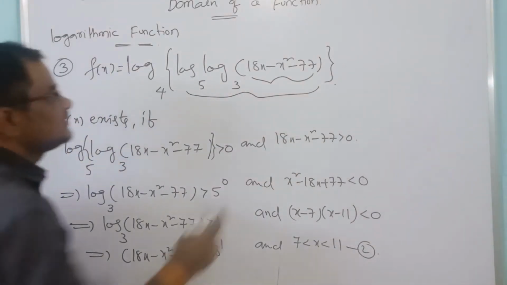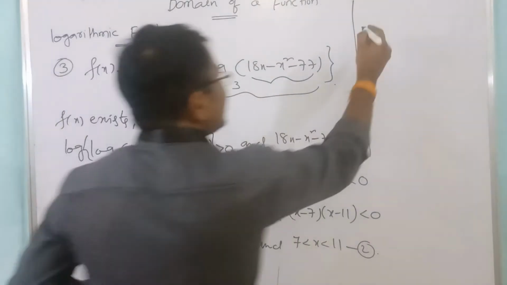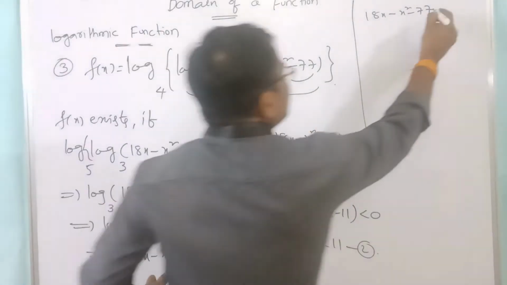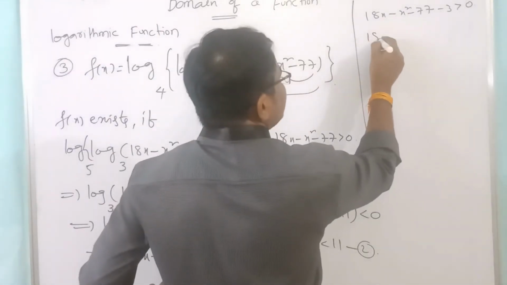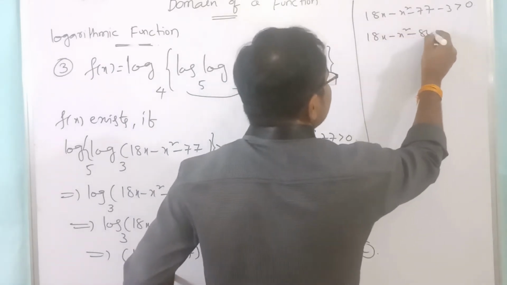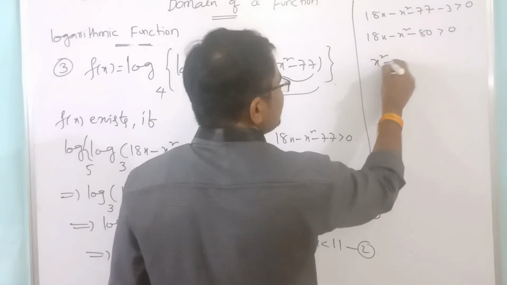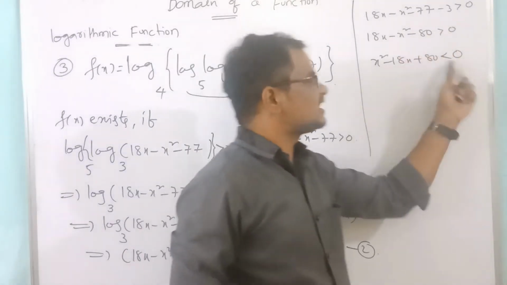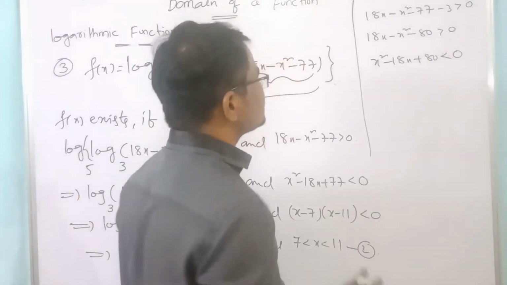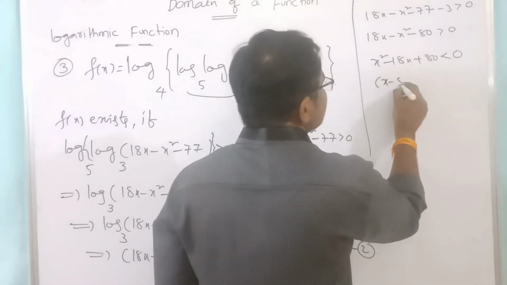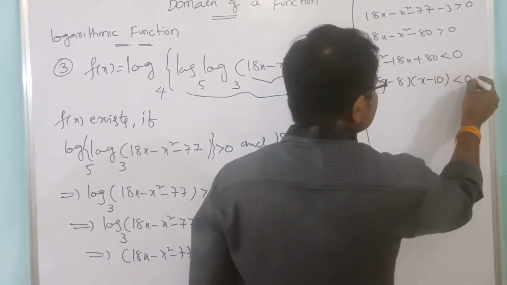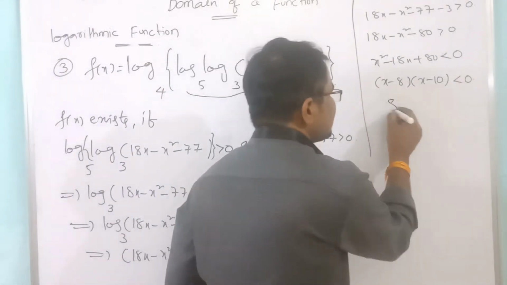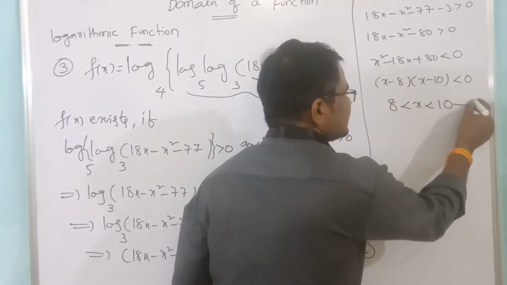Now if you simplify this one: 18x minus x square minus 77, bring this side, minus 3 greater than 0. 18x minus x square minus 80 greater than 0. Multiply with minus: x square minus 18x plus 80 less than 0. If you multiply with minus, greater than becomes less than. Now what are the factors here also? So x minus 8 into x minus 10 less than 0. Here also it is in the form of x minus alpha, x minus beta less than 0. It can be written as 8 less than x less than 10. Take this as equation number 1.